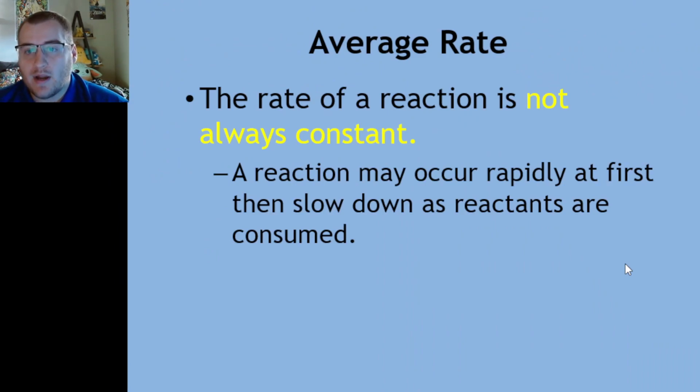Like I said, the rate of a reaction is not always constant. A reaction may occur rapidly at first, then slow down as reactants are consumed. We're going to talk about a bunch of different ways reactions can happen. Sometimes it is constant: from beginning to end it's a constant speed and it doesn't change. That's actually called a zeroth order reaction. And sometimes it's exponential. So we'll talk about all those things.